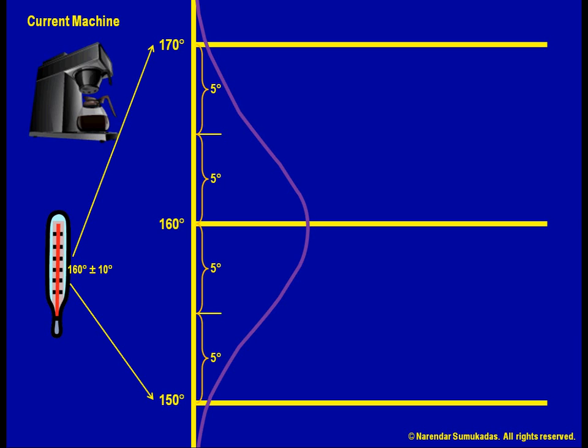What does that imply? Based on the properties of the normal distribution, I know that about 95.5% of the coffee will lie within two standard deviations on either side of the mean.